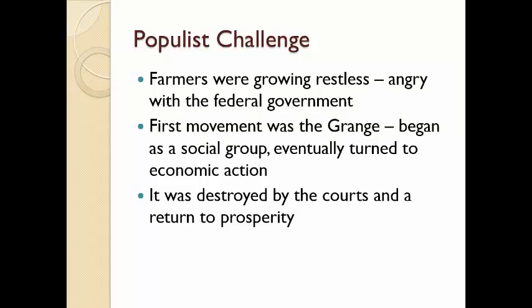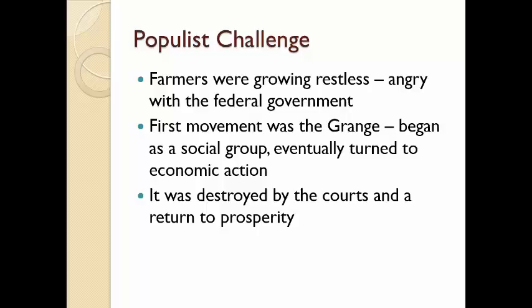And farmers are particularly angry with the federal government. Agricultural prices are falling. Farmers aren't making as much money. Farmers blame it on railroads. They blame it on specifically the lack of regulations with railroads, the lack of regulations in banks. They blame it on falling interest rates. They blame it on the fiscal policies of the federal government. And the first movement we see that grows out of this is going to be known as the Grange.